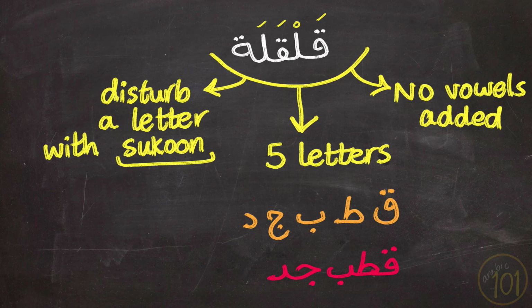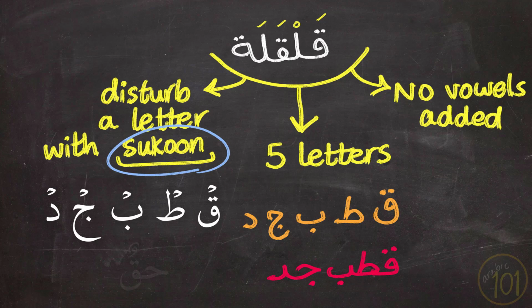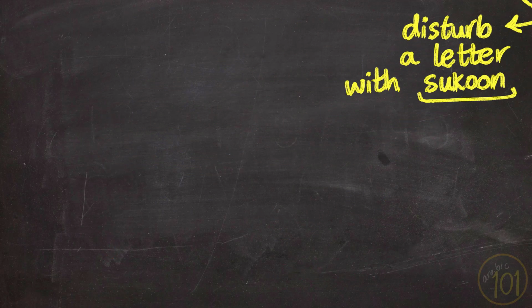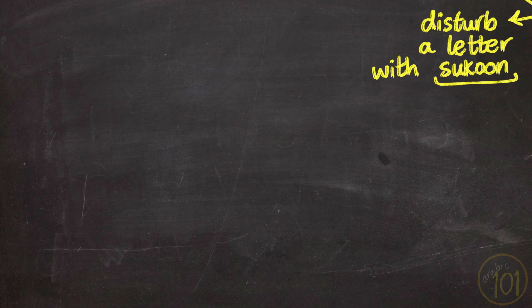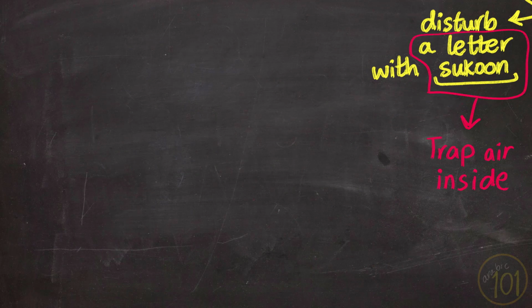And since it happens only with sukoon, it will happen to these letters when they look like that. But don't forget that sukoon can also happen when you stop at a word. So how do you disturb a letter with sukoon then? Well, when a letter has sukoon, you simply stop the airflow to be able to apply the sukoon.